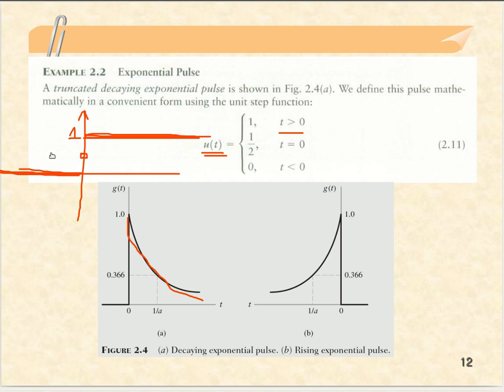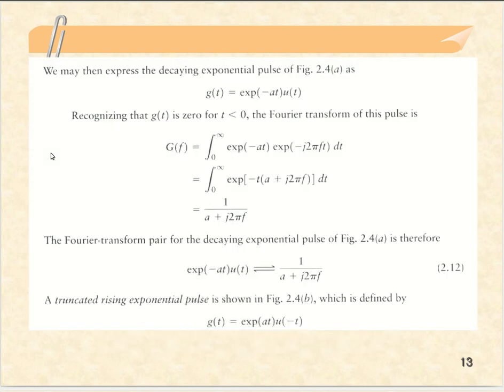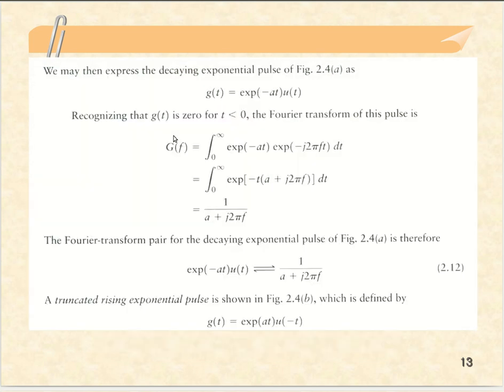Okay, so let's see. Now we may express our function by multiplying an exponential, e to the minus a t, by u of t. So this is the expression of our signal, the truncated decaying exponential pulse. Now for this truncated exponential pulse, let's take the Fourier transform. It is the integral from minus infinity to infinity of x of t times e to the minus j2 pi f t dt. This is the Fourier transform.